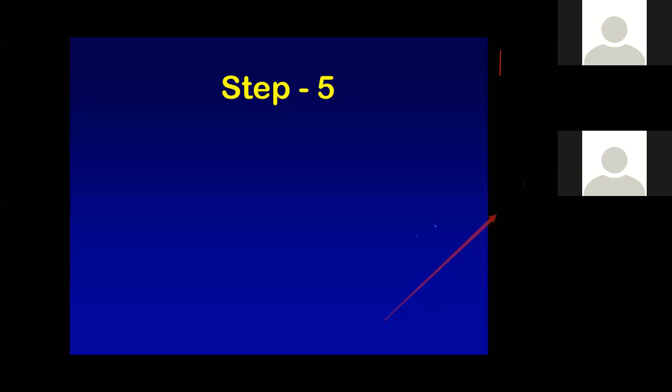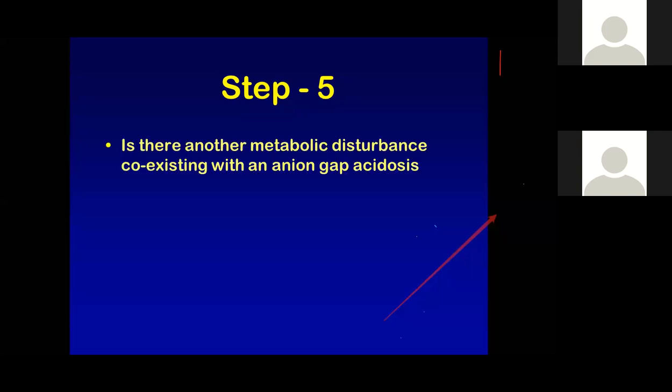Now, step 5 and step 6, if you don't remember them, no worries. These are important especially in the critical care units where you have to adjust the ventilatory management. But for basic science, sometimes they may ask you in the exams, so you have to know this. So what are you looking into in step 5? Is there another metabolic disturbance coexisting with an anion gap acidosis? That is what you're going to see. So corrected bicarbonate is equal to bicarb plus anion gap minus 12.